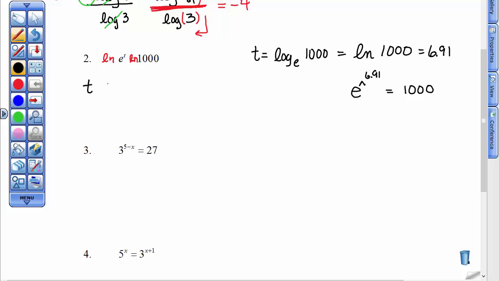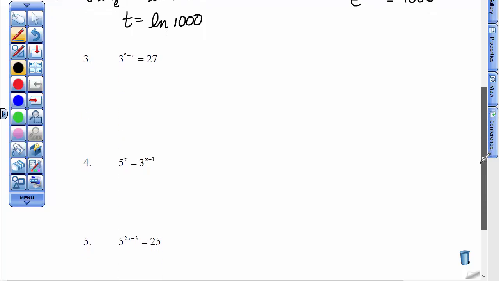I'd bring that down in front, and I'd have t times the ln of e, where the base is e, equals the ln of 1,000. Remember, the log of something where the base is the same is always equal to 1, so I don't need to get rid of it, because that means this is 1 times t, which is t. And it tells me, therefore, to take the natural log of 1,000, just like we did, to get the answer for this problem.